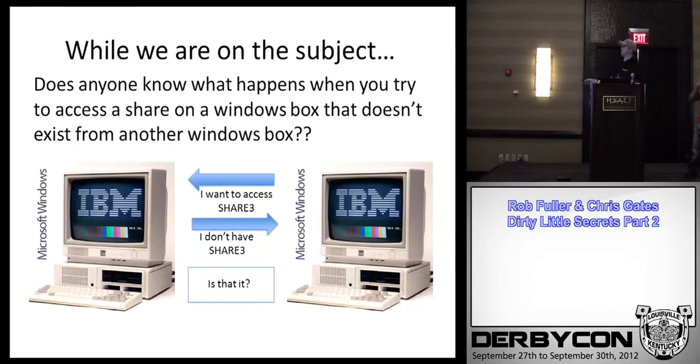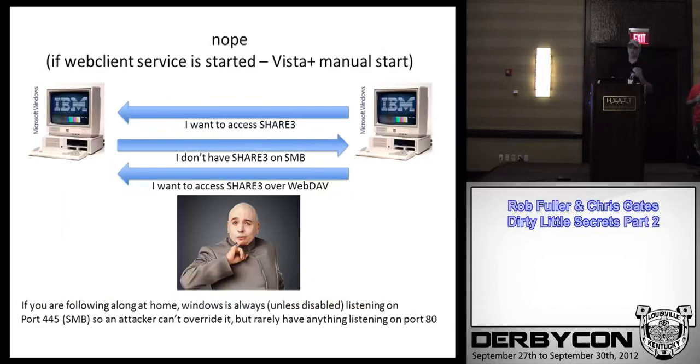So while we're on the subject of web dev, I want to access share 3. On a system, I can say, hey, Windows box, I want to access share 3. If that Windows box does not have share 3, what happens? It says, go away, right? Is that what happens? Actually, what happens if the web client thing is installed, which is XP and so on, disclaimer.